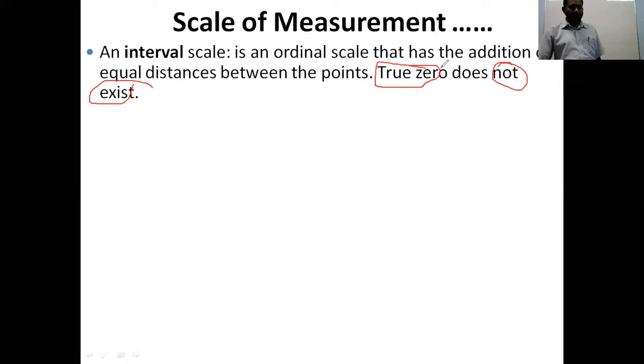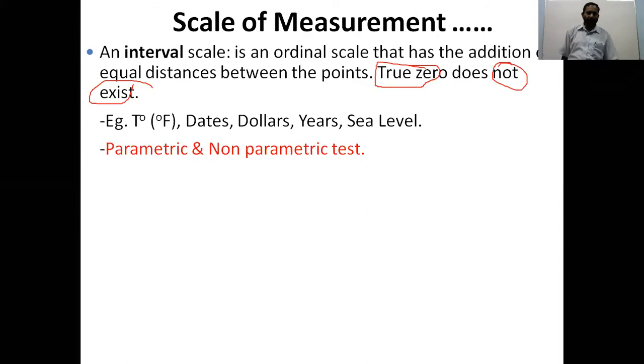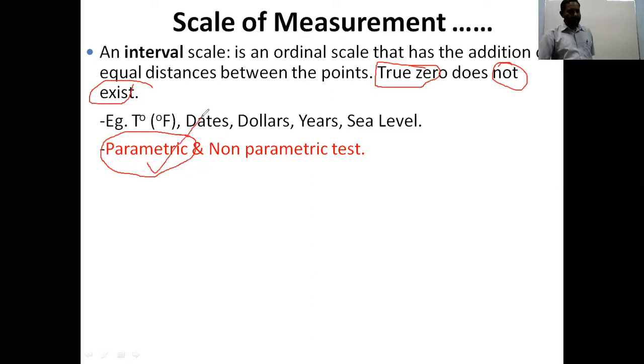Let's look at some examples, and look at what type of analysis is performed. So the examples: temperatures, dates, dollars, years, sea level, etc. I will give elaboration on these examples. Based on this type of data, interval scale data, we can do either parametric or non-parametric tests. So we can, first time calling it, do a parametric test as well, right? Based on the type of information that we have, we can perform parametric tests also, right?